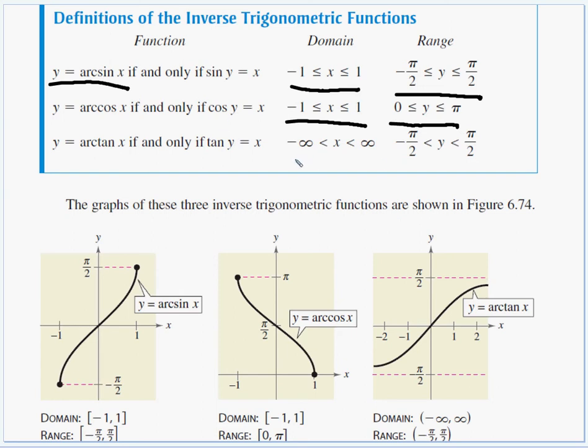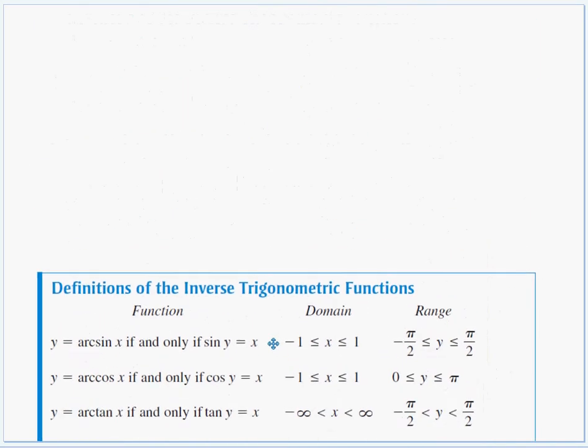Arctan, the domain is very different. We can put any number into arctan, and the angles that come out are the same as arcsine, positive to negative half pi. The graphs are shown down here below. I will not test on those graphs or anything like that. I want to show you this, I think, is a little more important.